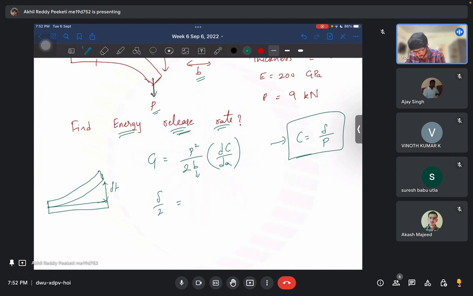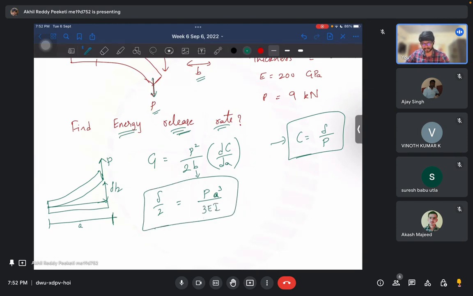So this is deflection δ and load P applied, and this is length a. Okay, so in that case, what will be the deflection? Does anyone remember the formula? So load P into length a cube by 3EI. So for a cantilever beam, this is the deflection.